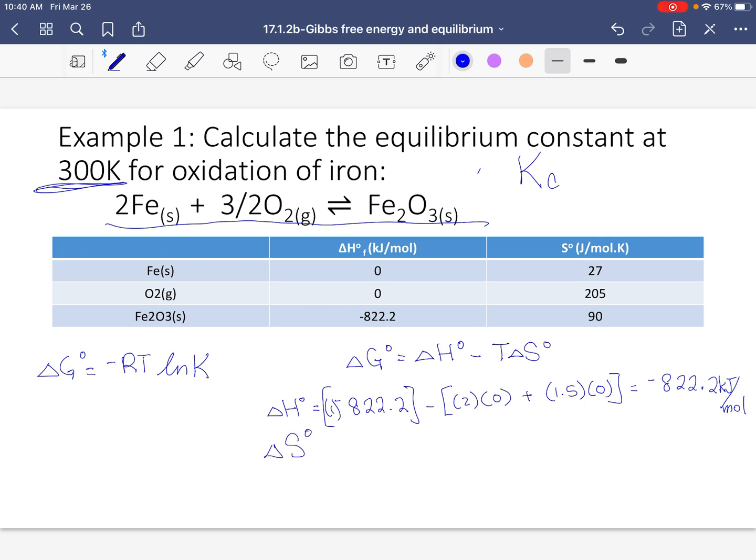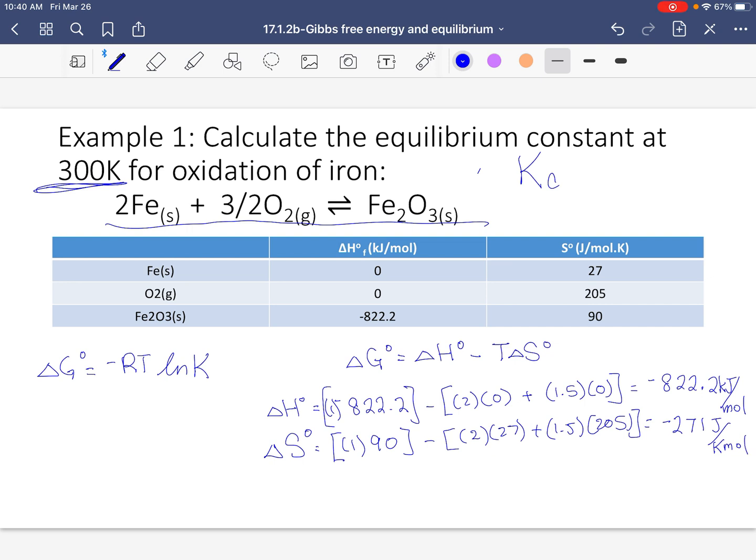Delta S is going to be 1 times 90 minus 2 times 27 plus 1.5 times 205. That's going to be around 271, rounding it off, joules per Kelvin mole.